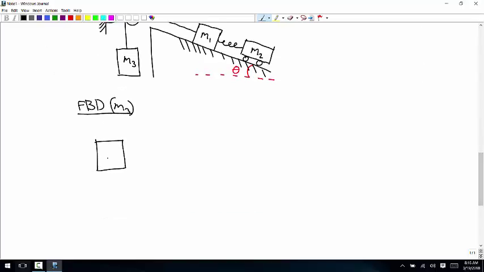All right, so we have a weight down of M3G and a force up of T. And so Newton's second law, the only one that matters is the Y component, says positive T minus M3G is equal to M3 A. We'll have the default be that this is accelerating up.